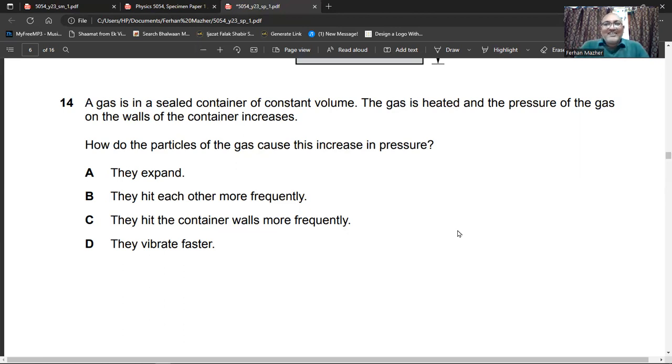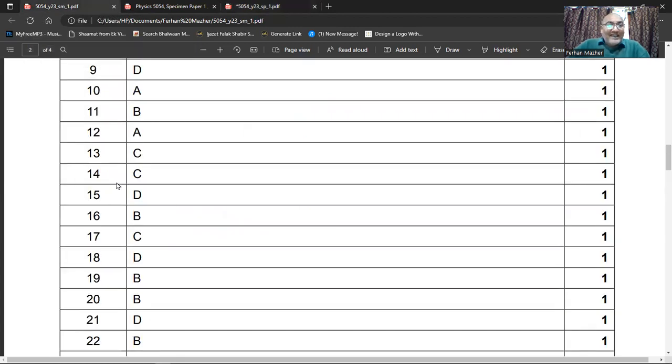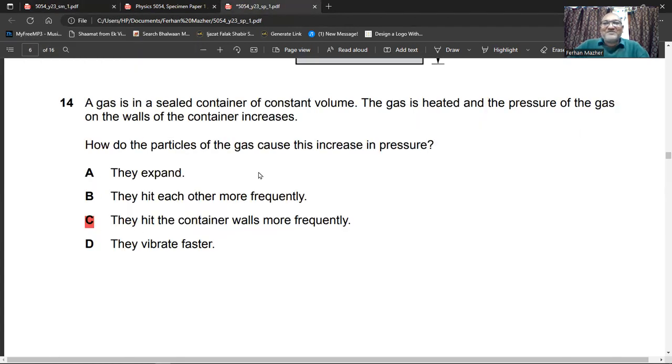They expand. The molecules don't expand. They hit each other more frequently. They hit with each other, but that has no effect on the gas pressure. We are talking about hitting the walls of the container, not hitting each other. They hit the container walls more frequently. Yeah, that can be the answer. They vibrate faster. They do not vibrate. They move randomly throughout the container. They hit the container walls more frequently. That is the best sentence telling how the pressure increases. For question 14, C is the option. The C is the right option, sir.